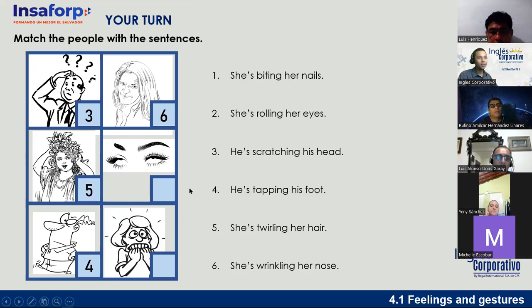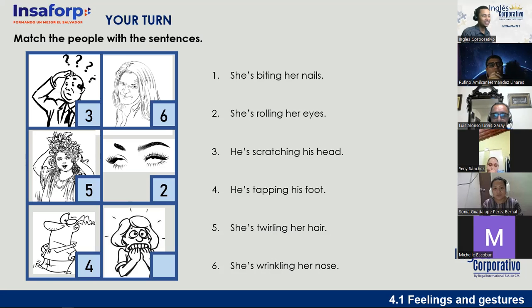What about this one right here? What is that? Number two. Says Jenny and Luis. Do you agree? Yes. Okay. She's rolling her eyes. Okay. When you do this, you roll your eyes. That's it. And the last one, obviously, is number one. She's biting her nails. Okay, she's probably nervous right there. So there's some vocabulary for you.